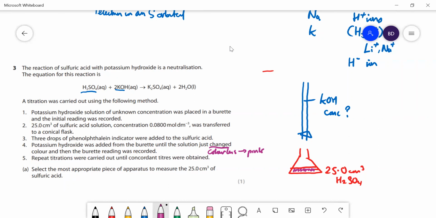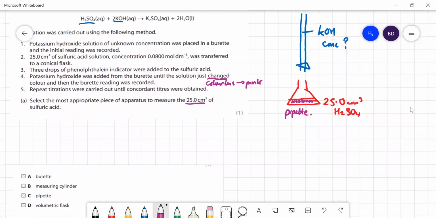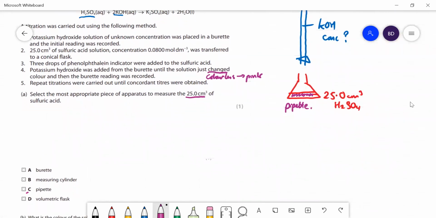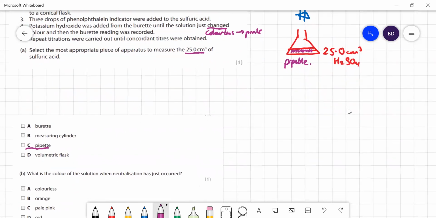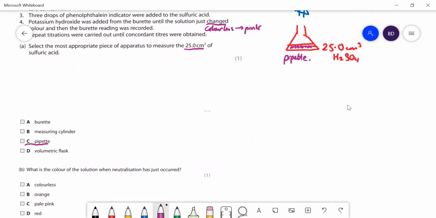Select the most appropriate piece of apparatus to measure 25 centimeters cubed of sulfuric acid. Well, a measuring cylinder is not accurate enough. Of course, it's got to be a pipette. Why wouldn't we use a burette? They're pretty accurate, but they're really for delivering different volumes of liquid, and they're not quite as accurate as pipettes. But if you want to add one fixed volume, a pipette is the most accurate way.